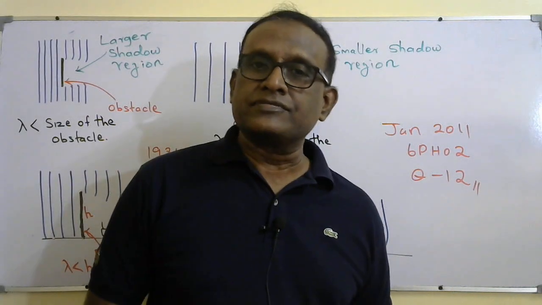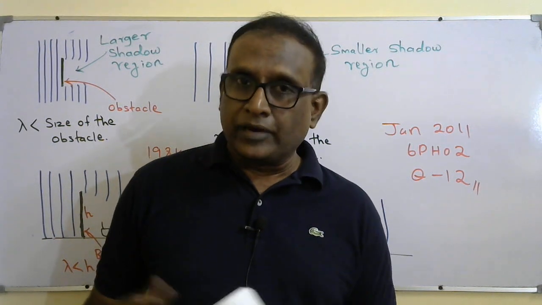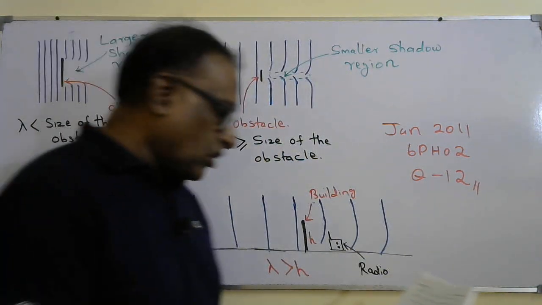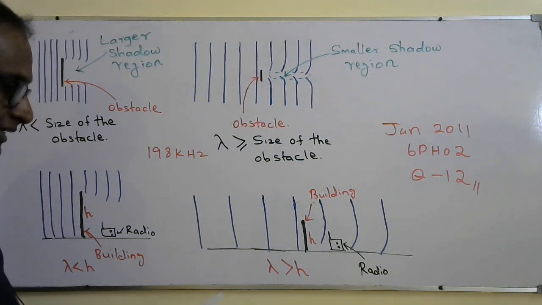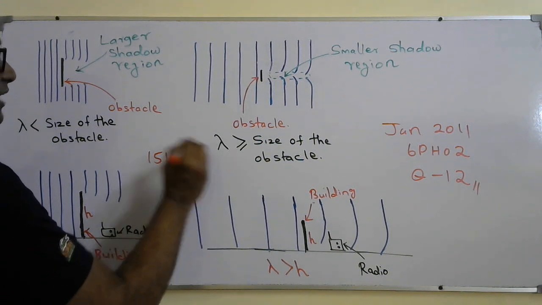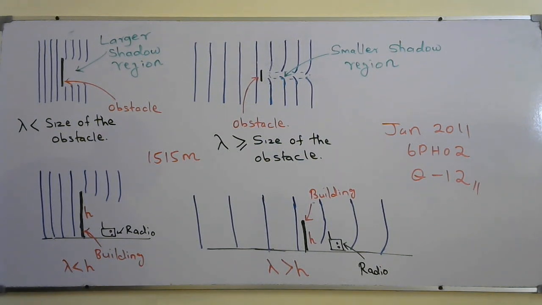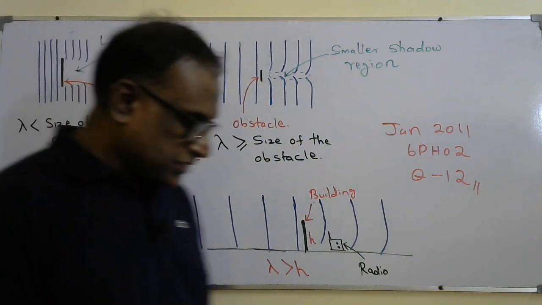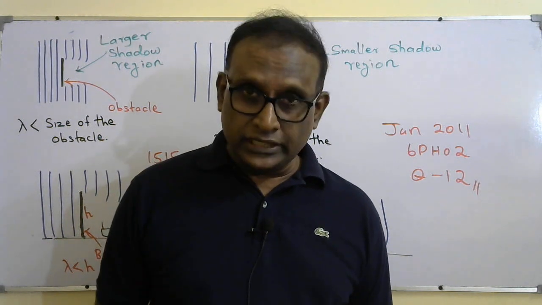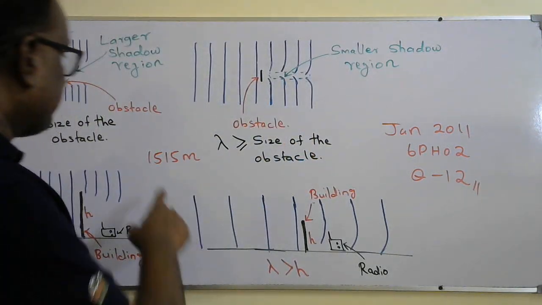You know radio waves have the same speed as all electromagnetic waves, 3 × 10^8 m/s. By using v = fλ, you can find the wavelength. You will get the wavelength almost 1515 meters. They are giving the frequency 198 kilohertz, the question is to find the wavelength, v = fλ, and you will get 1515 meters.